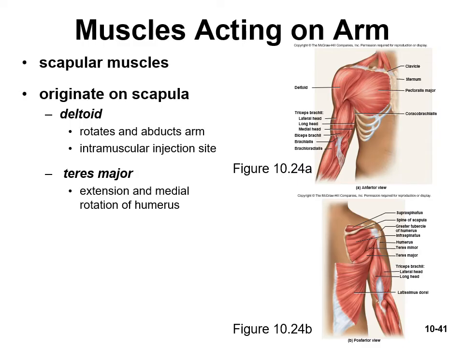Then there are muscles that act on the humerus but originate on the appendicular skeleton. There are some that originate on the scapula. So this is the deltoid and the teres major. The deltoid is that muscle that sits on the top of our shoulder, right on the top of our arm. And then the teres major is on the posterior side, and it originates on the scapula and attaches to the humerus. The deltoid rotates and abducts the arm, and it's also where you get all of your vaccinations and injections. The teres major aids in extension and medial rotation of the humerus.